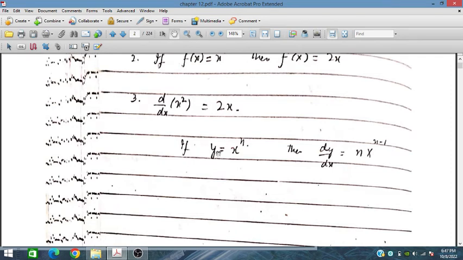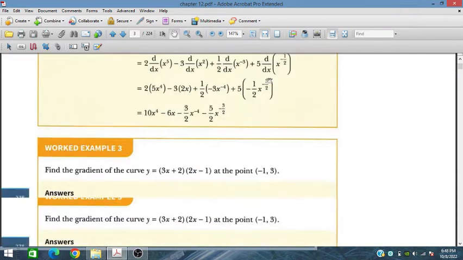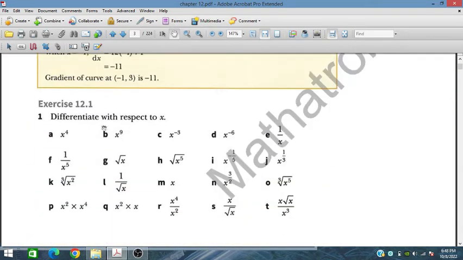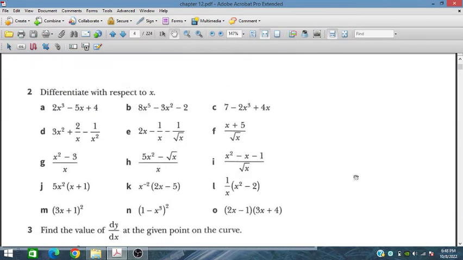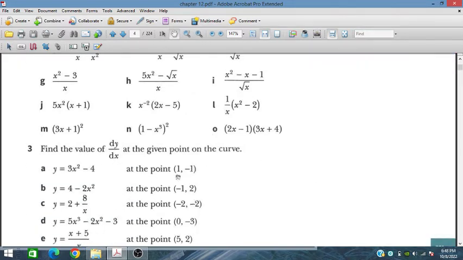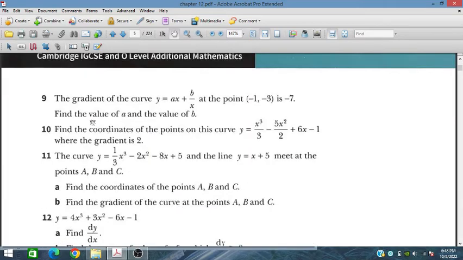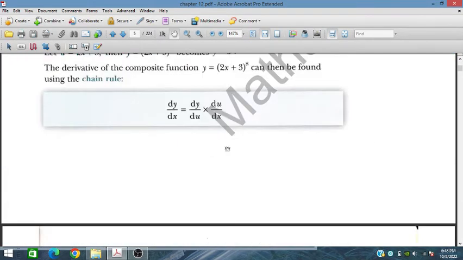Suppose we have y is equal to x power n, then dy by dx can be evaluated as n x power n minus 1. We will use this relationship throughout all my lectures. So let's move to the exercise. In 12.1, we differentiate with respect to x, and similarly differentiate with respect to x and find the value of dy by dx at different points, and some word problems. We'll discuss all of these in this course.